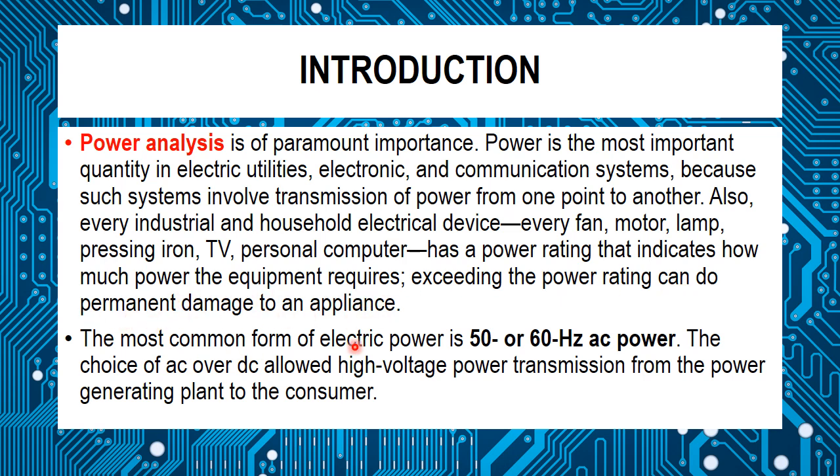The most common form of electric power is the 50 or 60 Hz AC power. The choice of AC over DC allowed high voltage power transmission from the power generating plant to the consumer. So when we transmit high voltage power, it is in terms of AC and not DC. So that's the advantage of AC over DC.